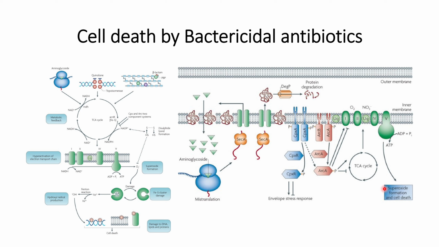So, these aminoglycosides work on two different pathways. First is the hyperactivation of the electron transport chain, and second is at the cell surface membrane, that is, activation of the envelope stress response. And in this figure, the disruption by quinolone is not shown.